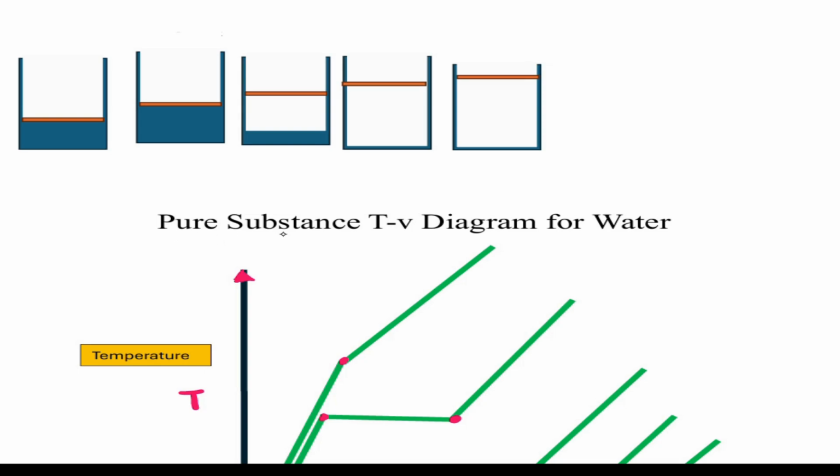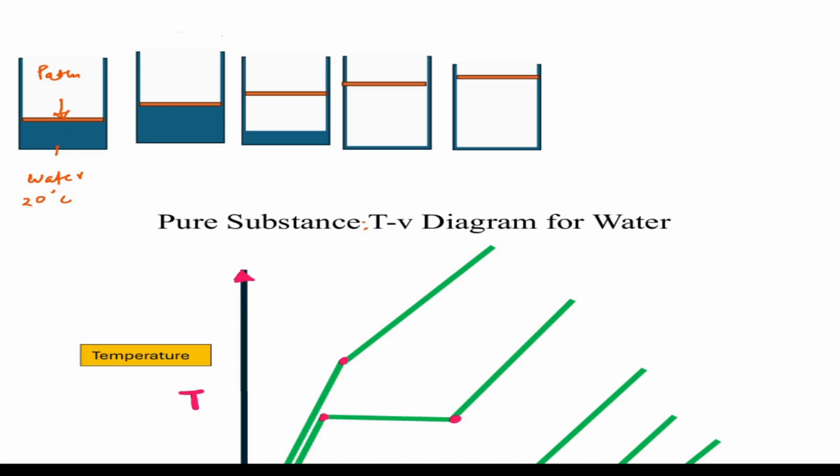Pure substance. A PT diagram means a pressure-volume diagram for water. Initially, we have water in a piston-cylinder. The piston is massless. Here this is water, for example at 20 degrees centigrade, and the pressure is atmospheric pressure, P equals P atmosphere.